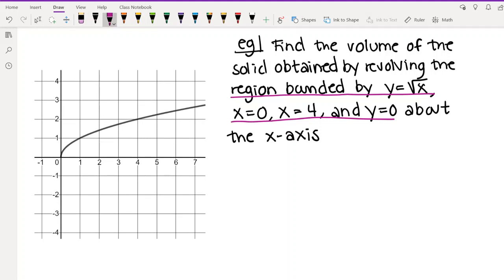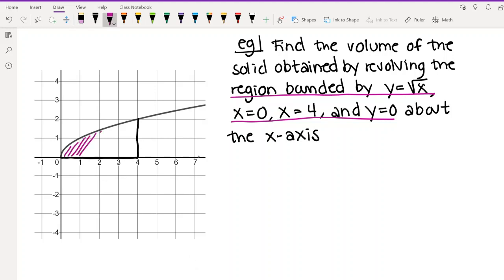So I already have the graph of y is equal to square root of x graphed here. So let's put in the other parts. So we're also supposed to have x is equal to 4, and x is equal to 0 is already kind of the end of this, so I'm not going to put an extra line there. And then y is equal to 0. So this is our region.